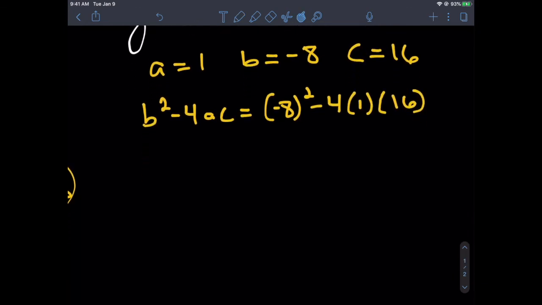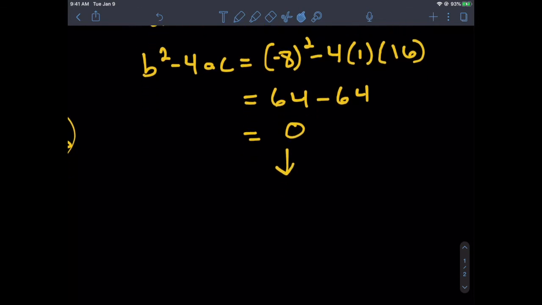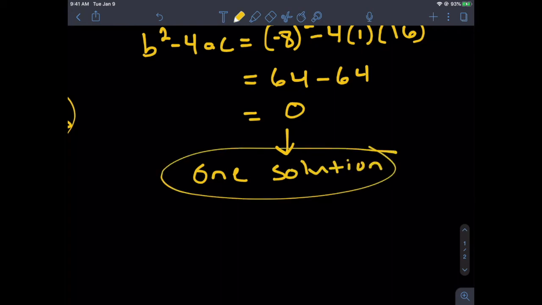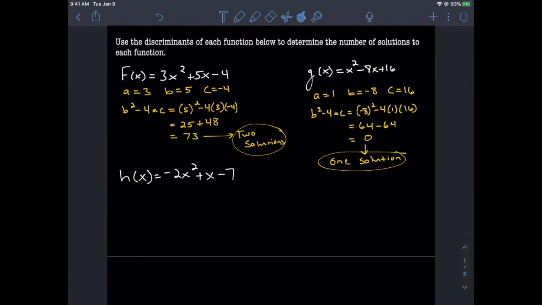Now we go through and we evaluate this thing. Negative 8 squared is 64. Negative 4 times 1 times 16 is negative 64, and we get 0. 0 is a very specific answer, because if we get 0, we know that we have only 1 solution. Very nice. Let's do one more example.